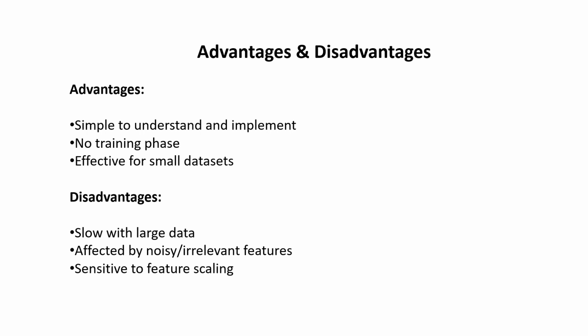What are the advantages and disadvantages of the KNN algorithm? The advantages are that it's very simple to understand and easy to implement. Since no training phase is required, the process is easy. It is effective only for small data sets; I can't apply KNN to large data sets. The disadvantages are that it is very slow on larger data sets, easily affected by noise and irrelevant features, and sensitive to feature scaling.